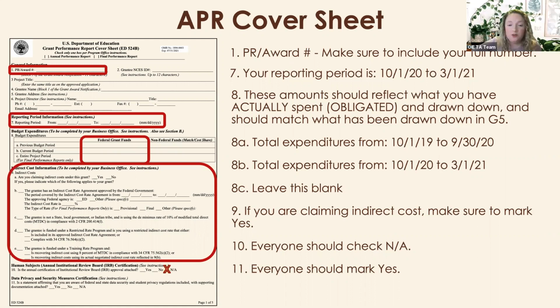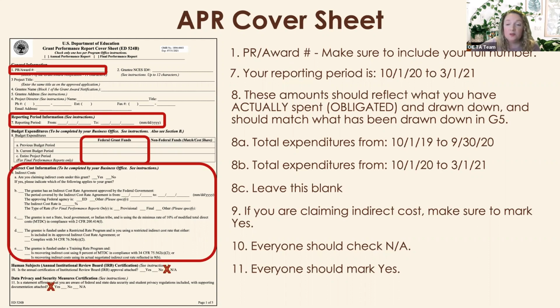All right, so after you indicate your indirect cost rate, most likely that 8%, then you're going to head down to numbers 10 and 11. So for number 10, everyone is going to be marking not applicable. And for 11, everyone is going to be marking yes.